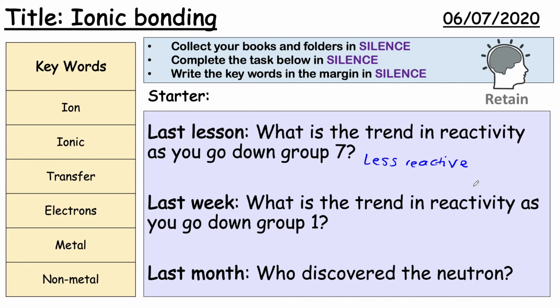Next one, what is the trend in reactivity as you go down group 1? Well, it's the opposite to group 7. They become more reactive as you go down the group.